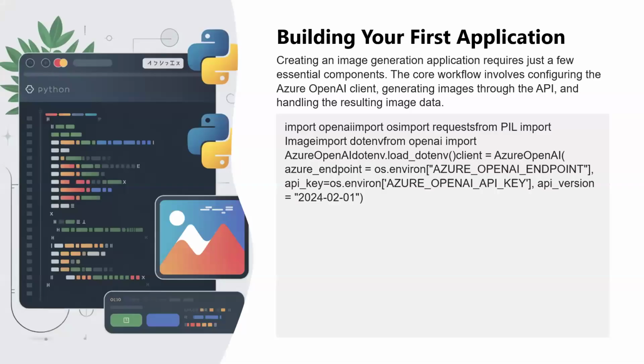So to build our first application, creating an image application requires us to fill essential components. The core workflow involves configuring the Azure OpenAI client, generating the image through the API, and handling the resulting image data. Now, this is basic code, so I don't want you to focus on this, but I'll show you what it looks like when we have it in an IDE, an integrated development environment, where we can actually start to develop our application.